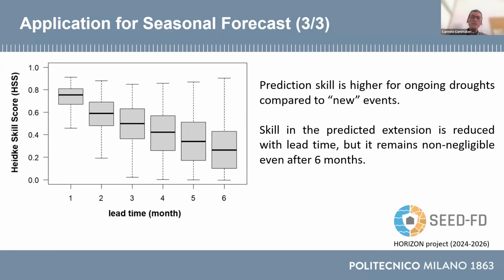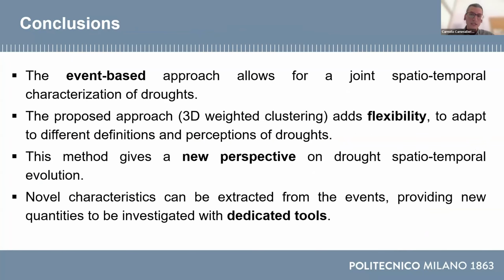So to conclude, the idea of this presentation is to introduce what is called an event-based approach that allows us to study jointly the spatial and temporal dynamics of drought. So not studying these two characteristics separately anymore, but studying them together in a single modeling approach. We see how this model is designed to be very flexible, and we showed a couple of examples of how this kind of tool can provide a new perspective on drought and hopefully inspire a new way to look at drought events in the future.